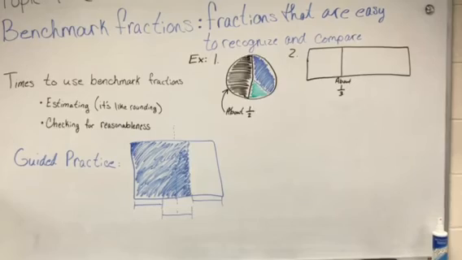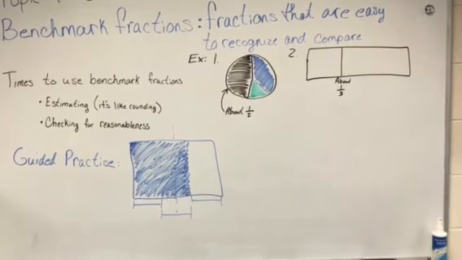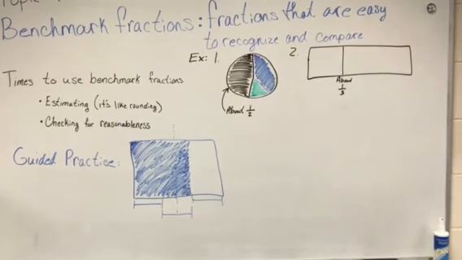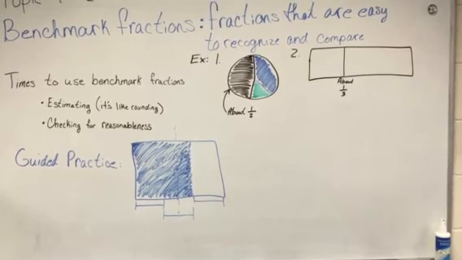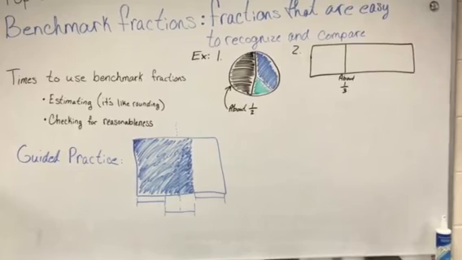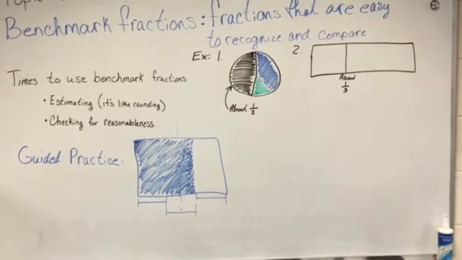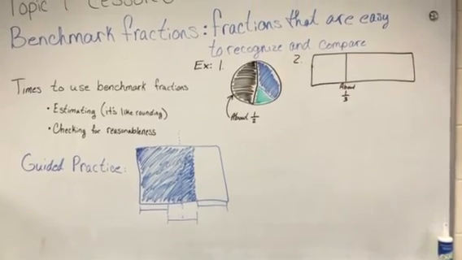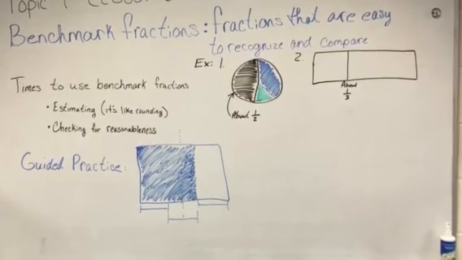So I looked at thirds, and as you can see underneath, I drew lines. And when I drew my 3 lines underneath, it looked like they were pretty even, right? And so I'm estimating that that shaded area is about 2/3 of the total. And that's really all you need to know about benchmark fractions.